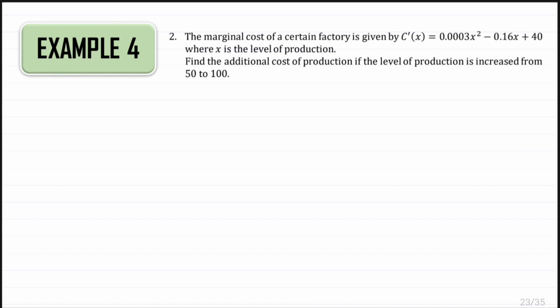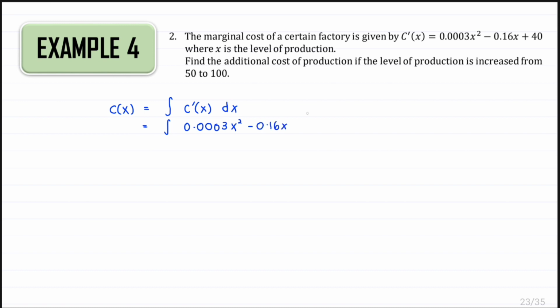Okay, now we want to find additional cost. To find additional cost, first we need to integrate C' to get cost. So C(x) equals integration of C'(x) dx. So we integrate 0.0003x squared minus 0.16x plus 40. Okay, we want to find additional cost increase from 50 to 100. So we put value integration from 50 to 100.